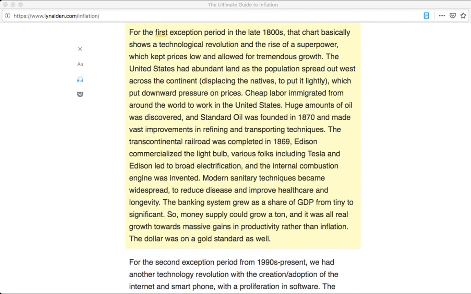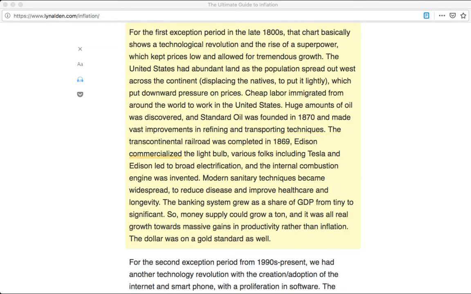For the first exception period in the late 1800s, that chart basically shows a technological revolution and the rise of a superpower, which kept prices low and allowed for tremendous growth. The United States had abundant land as the population spread out west across the continent, displacing the natives, to put it lightly, which put downward pressure on prices. Cheap labor immigrated from around the world to work in the United States. Huge amounts of oil was discovered, and Standard Oil was founded in 1870 and made vast improvements in refining and transporting techniques. The Transcontinental Railroad was completed in 1869.